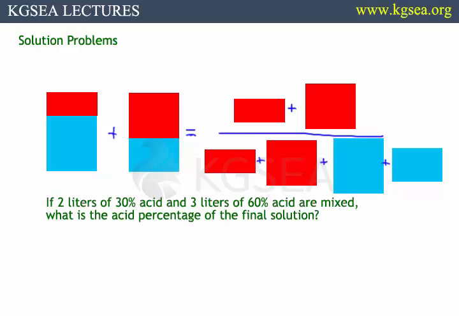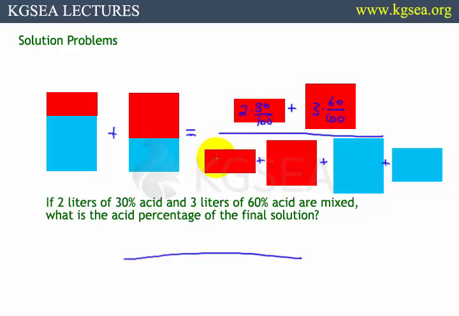Suppose I have this. If 2 liters of 30% acid and 3 liters of 60% acid are mixed, what is the acid percentage of the final solution? Well, we have to get this, right? So how much of the acid do we get from the first one? 30% of 2 liters, so it's 2 times 30%. That acid would come from the first one. And 60% of the 3 liters would come from there.